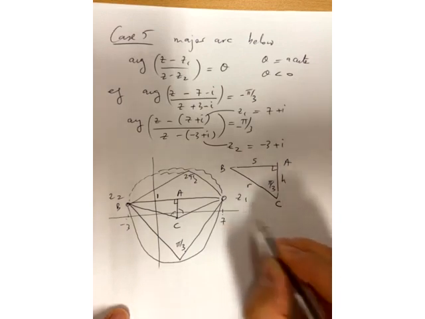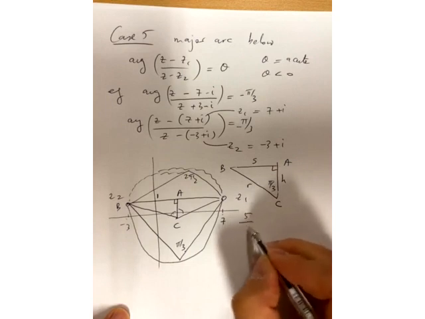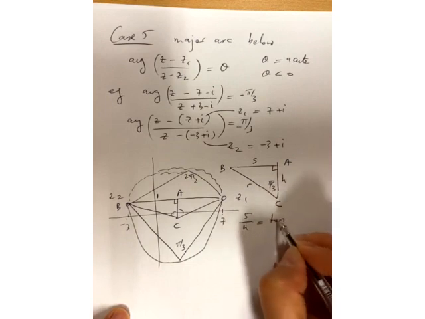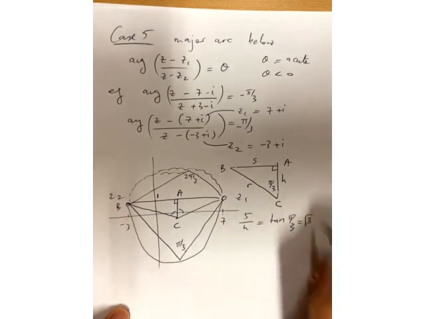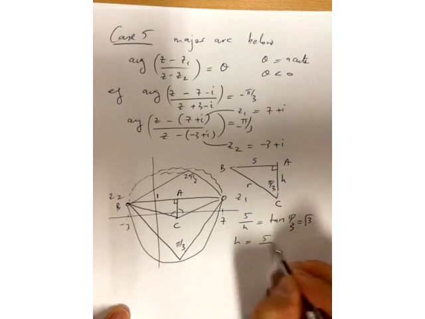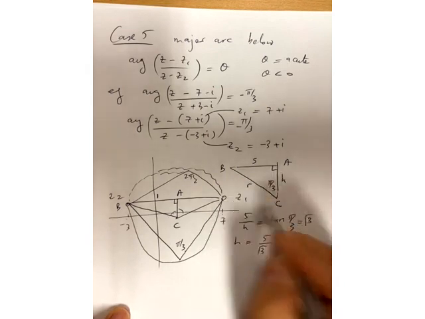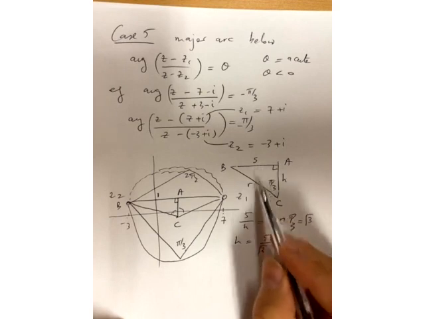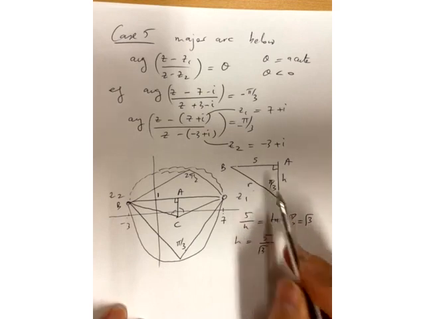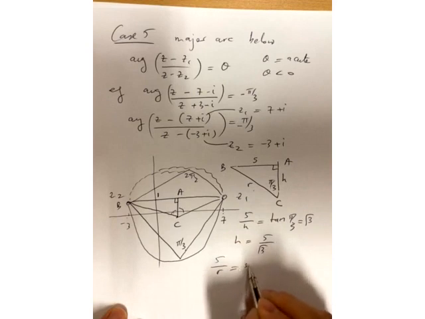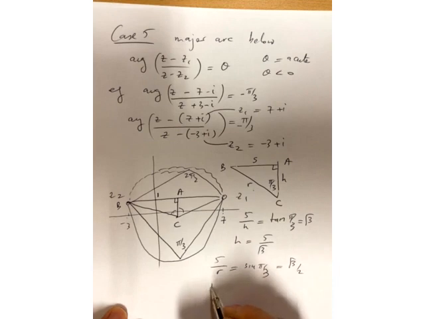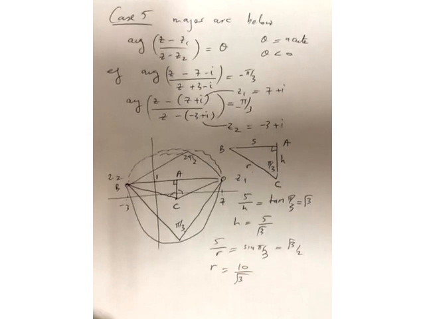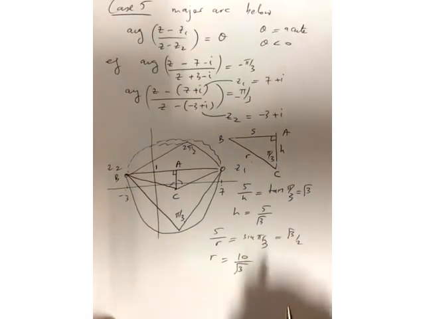So we use trigonometry to find out what h is. 5 on h equals tan of pi on 3, and tan of pi on 3 is actually root 3. So h then is 5 on root 3. Using the same triangle for trigonometry again, 5 divided by r is sine of pi on 3. Sine of pi on 3 is root 3 on 2, so r equals 10 on root 3. So basically you found the radius and you almost found the center.